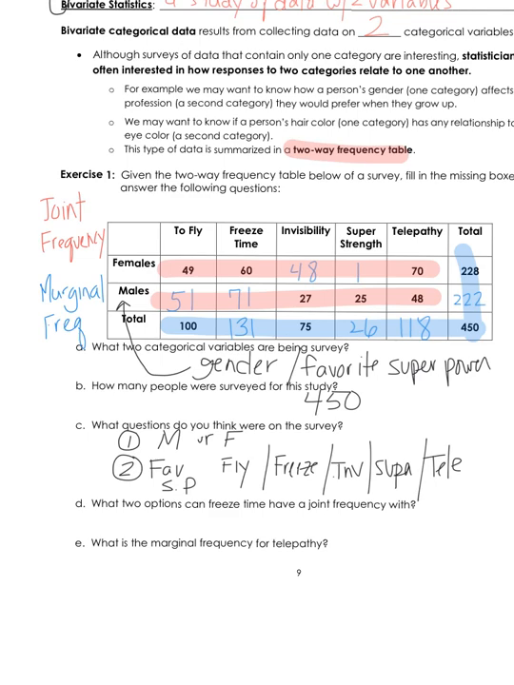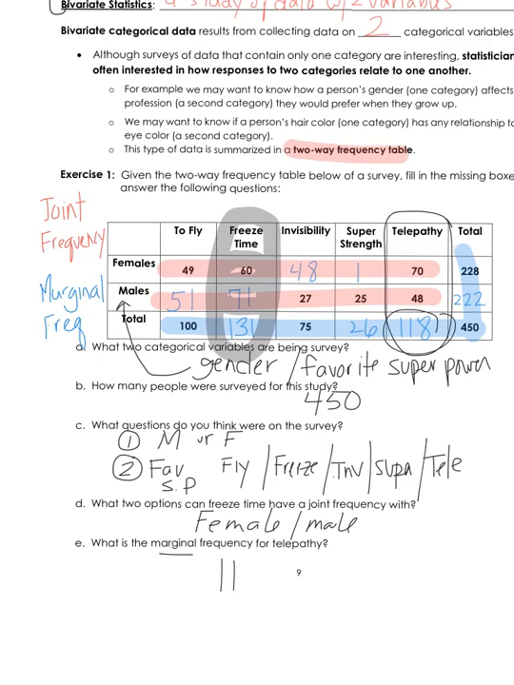Okay, part D. What 2 options can freeze time have a joint frequency with? Okay, so if we're looking at where freeze time is, it is right here. So the 2 joint frequencies are with female and male. What is the marginal frequency? So I know I'm looking for something on the outside when it says marginal frequency for telepathy. So marginal frequency over here is going to be the outside number. 118 students chose that as their favorite superpower.